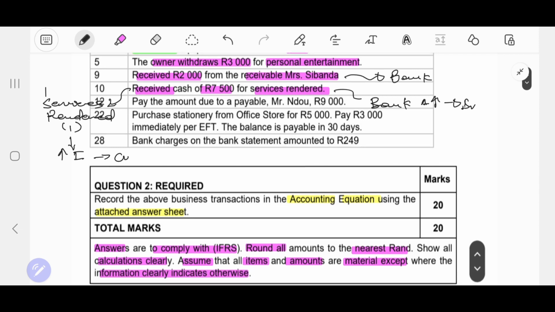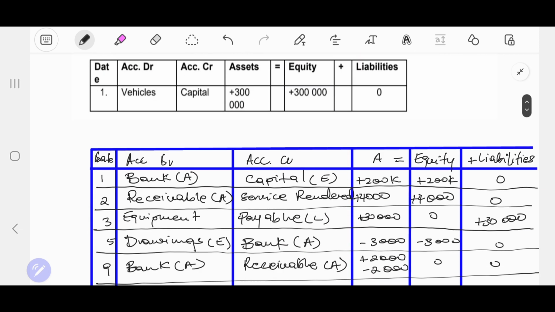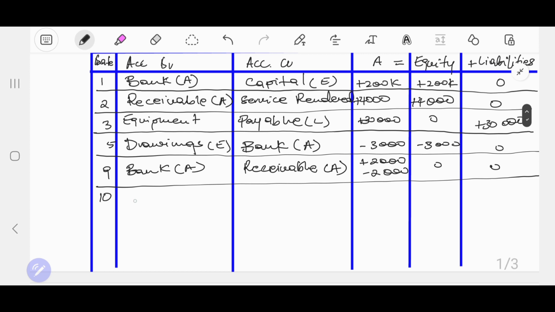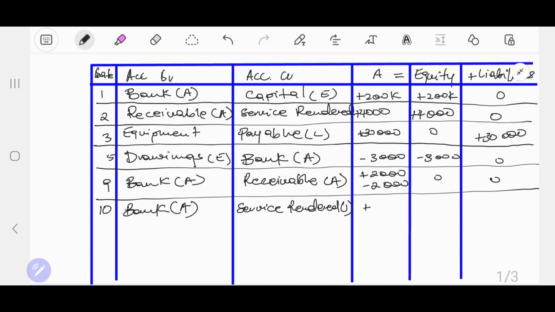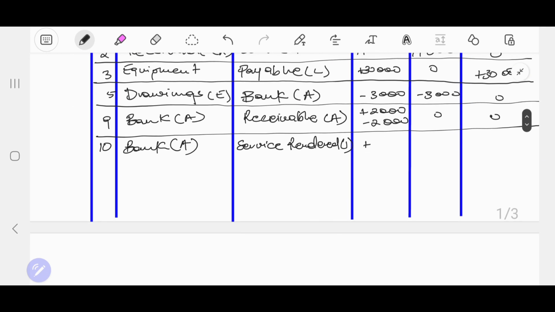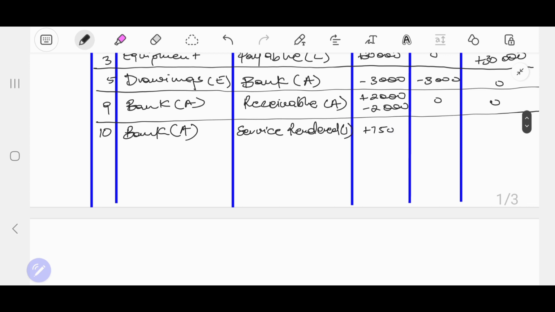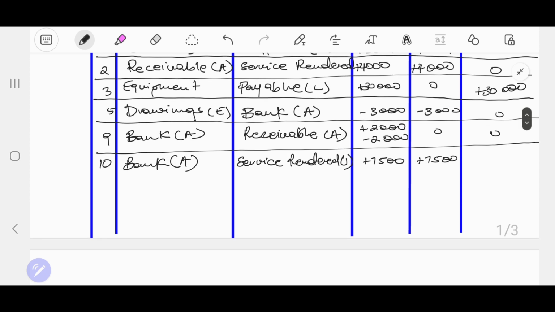So here we are going to debit bank and credit services rendered. So bank, which is an asset, and then service rendered, which is income, is going to increase as well. So bank will say plus how much? 7,500. 7,500 here, plus 7,500, because equity is increasing by 7,500 as a result of the income.